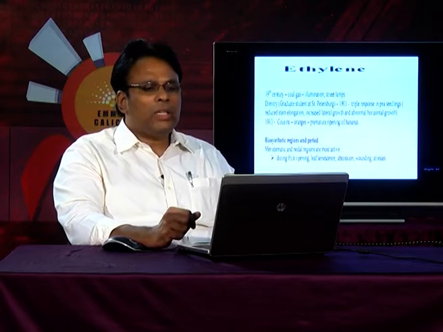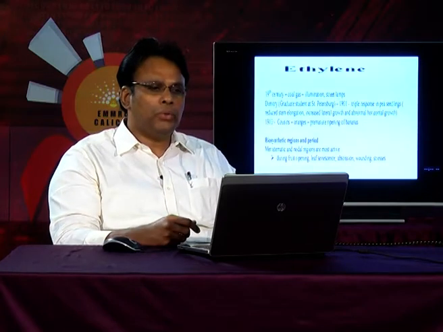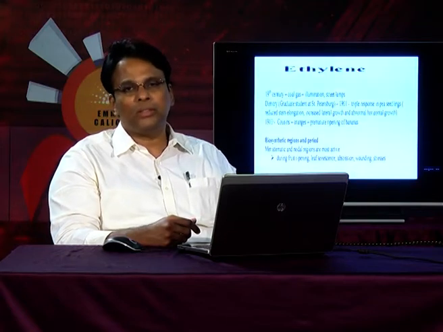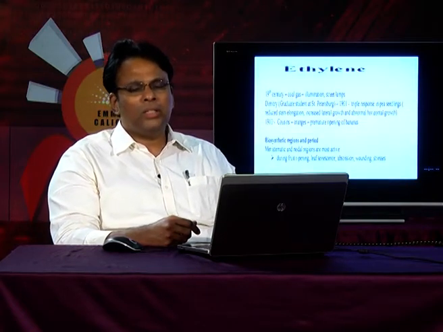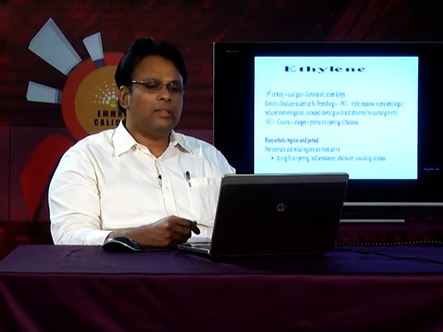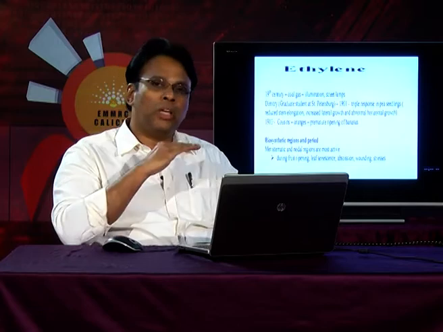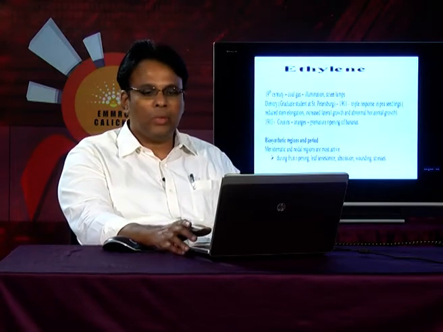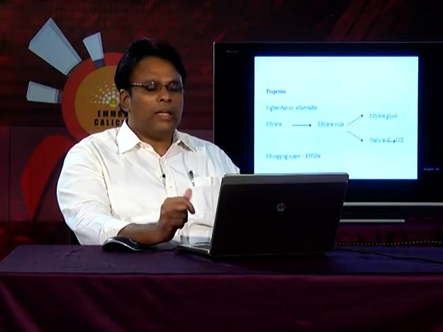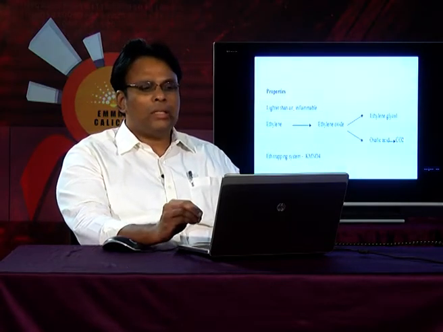If you check the biosynthetic regions in a plant where ethylene is being produced, you can see that meristematic and nodal regions are most active for the synthesis of ethylene. Ethylene is also synthesized in plenty during fruit ripening, leaf senescence, abscission of the leaves, and also during wounding stress. If you make a wound on the plant, you can see that ethylene is being produced there.